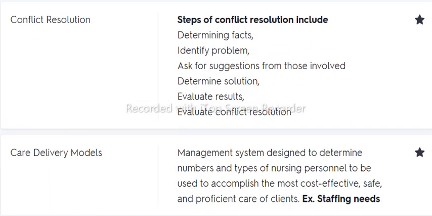Conflict resolution. Steps of conflict resolution include determining facts, identify problem, ask for suggestions from those involved, determine solution, evaluate results, evaluate conflict resolution.